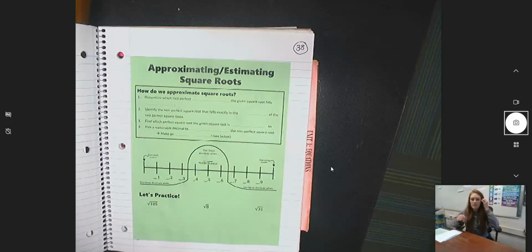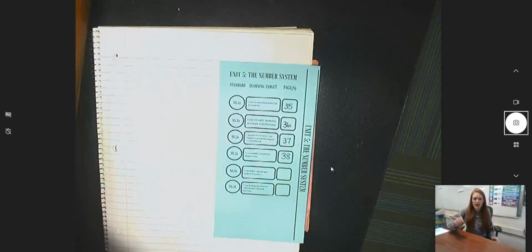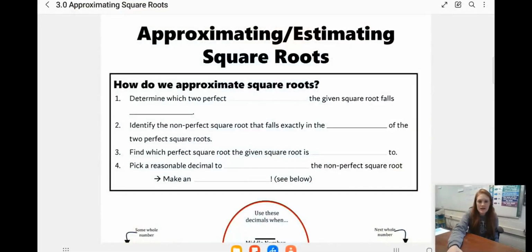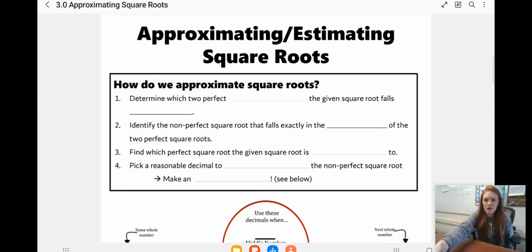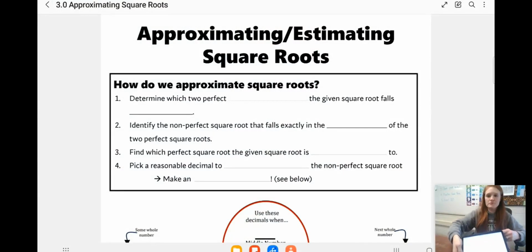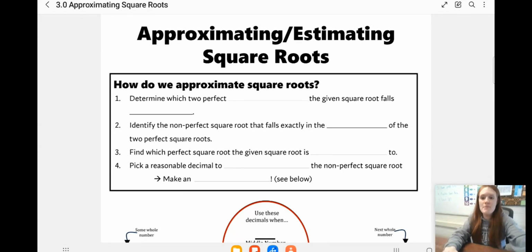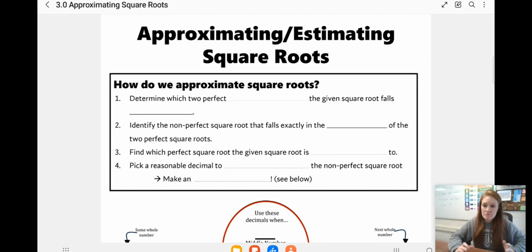So again, our goal by the end is to give an accurate decimal point of that square root. Okay, so 38 on our page, and let's get started with our notes. So these are two big words, approximating and estimating, and they mean the same thing. That's why it has that slash there. Sometimes it may ask you to estimate the square root, and sometimes it may ask you to approximate. It's asking the same thing, okay? So how do we do this?